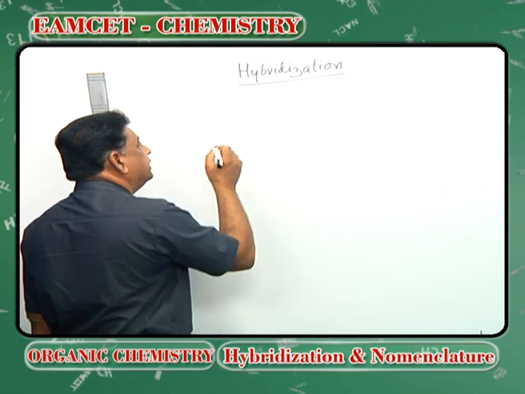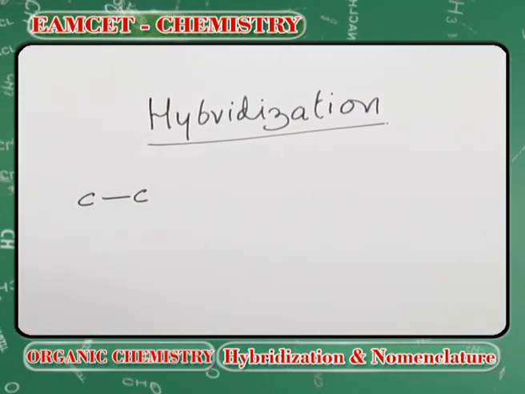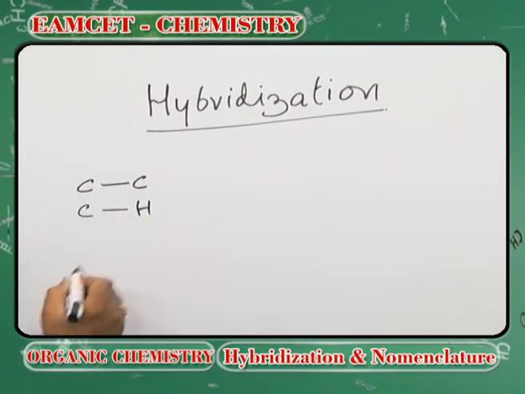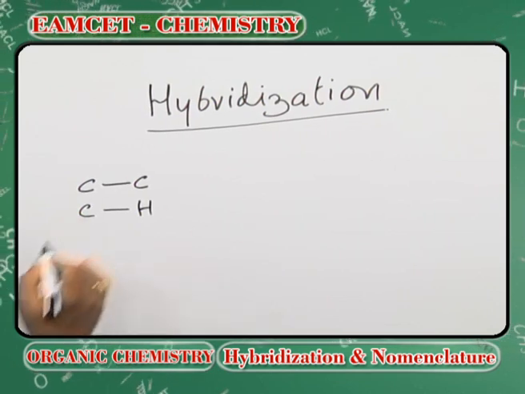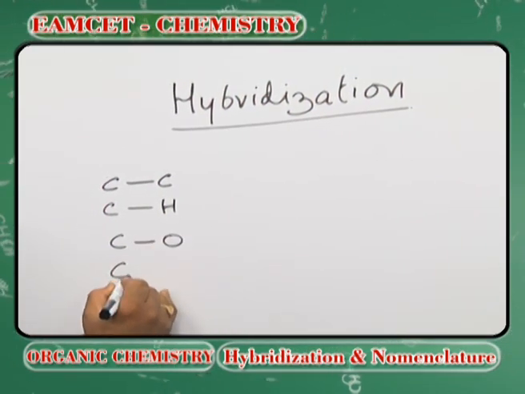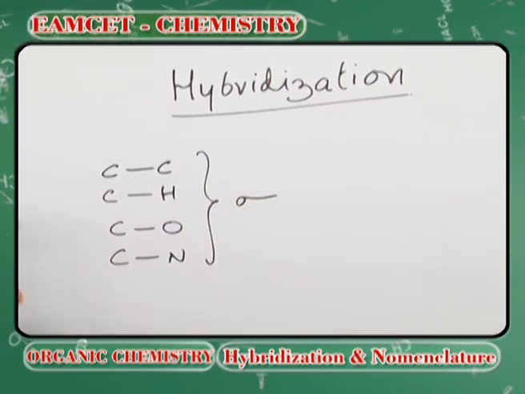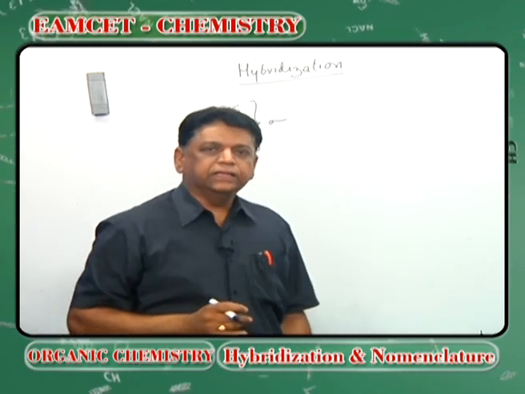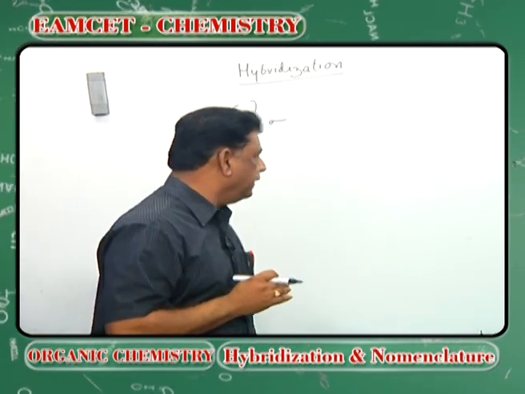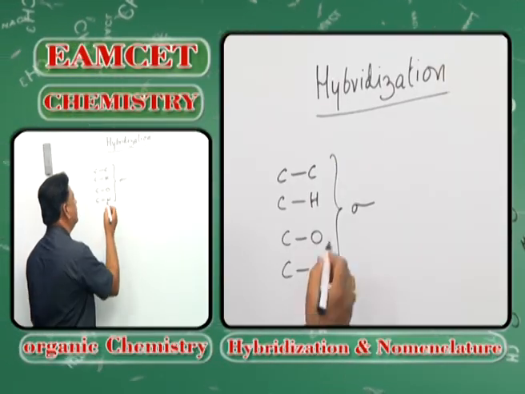In the hybridization, all the single bonds between carbon and carbon, carbon and hydrogen, the C-C and the C-H, or the C-O or the C-N, all such single bonds are nothing but sigma bonds. These sigma bonds are formed due to the overlap of the hybrid orbitals, right? So these are all hybrid bonds.